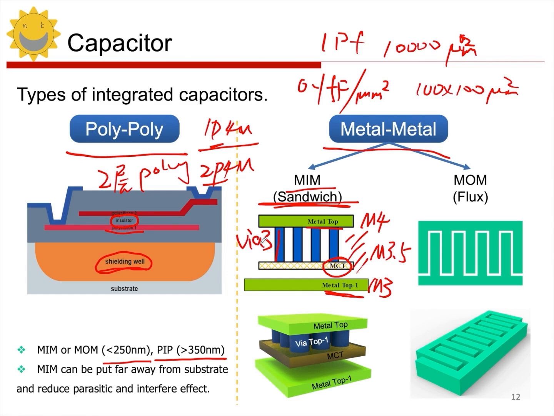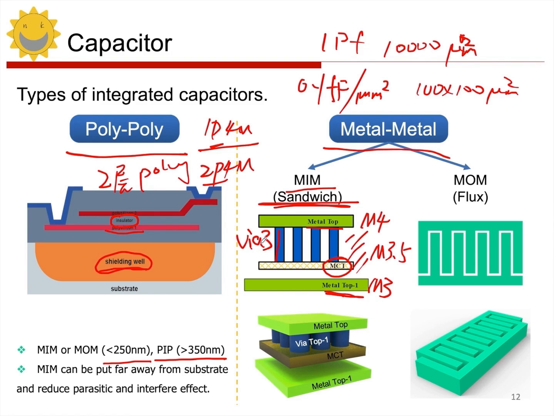That is to say, the existence of this layer of metal blocks the connection between via 3 and M3. So after adding MCT and via 3, M4 is actually connected to MCT through via 3, right? In this way, MCT forms the upper plate of the capacitor, while M3 is the lower plate, and there is an insulating medium between MCT and M3.